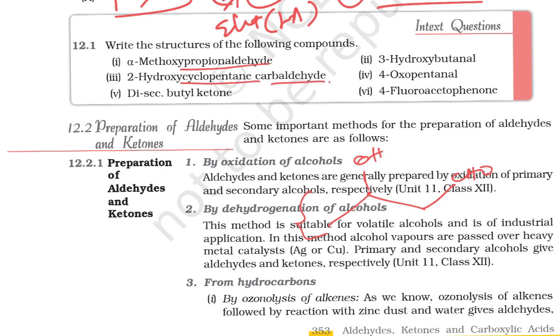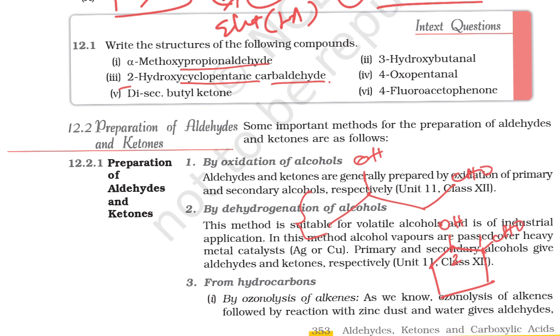When it comes to the third one, cyclopentane carbaldehyde. We should write the cyclopentane, and carbaldehyde means CHO should be there. So I am putting CHO. At the second position, hydroxy is there, so 1, 2, second position OH. This side also we can keep it, that is not an issue.